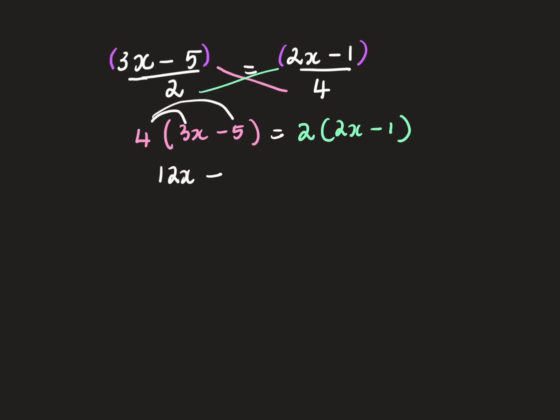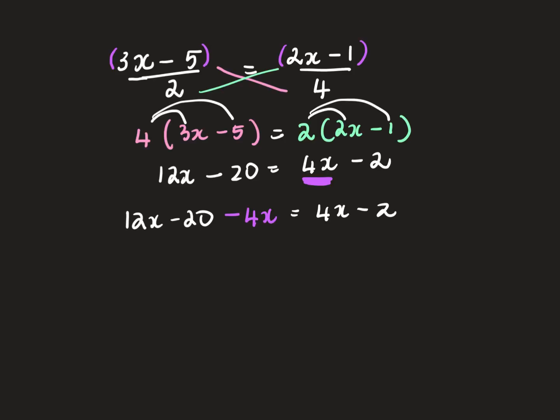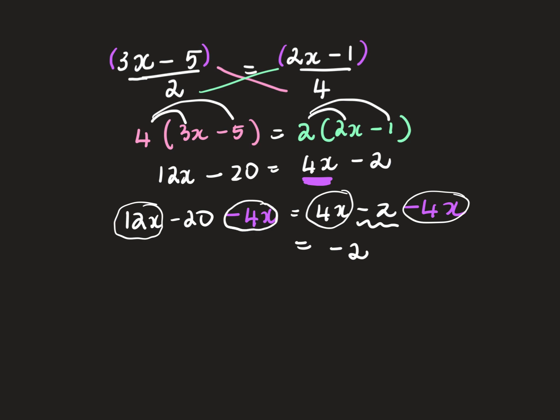Expand. What are we going to do next? It's these 4x here that I'm not happy with. So I want to take away 4x from both sides. Minus 4x. Remember what happens? 4x minus 4x is 0, leaving me just with this negative 2 over that side. What do I have here? 12x minus 4x. 12 of them minus 4 of them gives me 8 of them. 8x minus 20 equals negative 2.